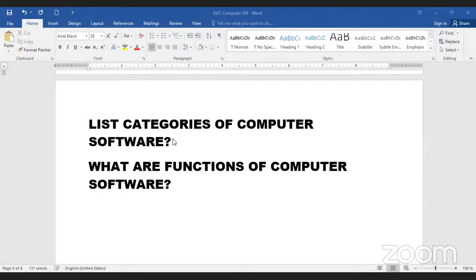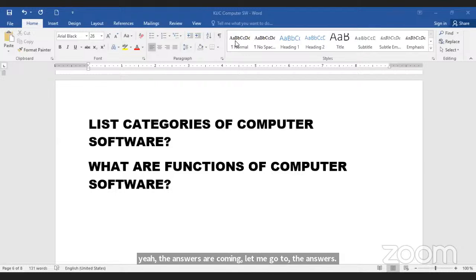So yeah, the answers are coming. Let me go through the answers. So we have system software and application software. Yeah, these are the two main categories of computer software.